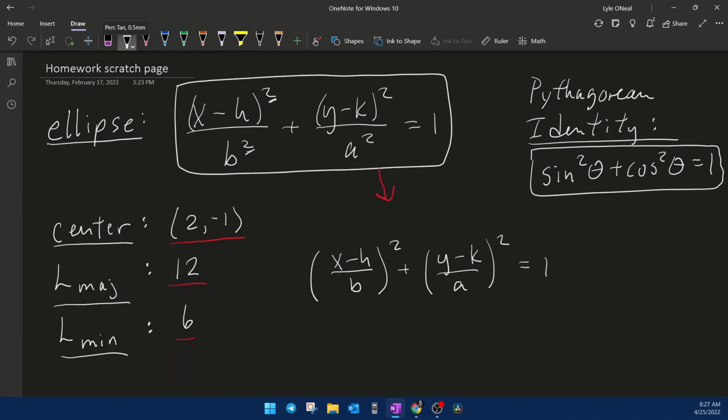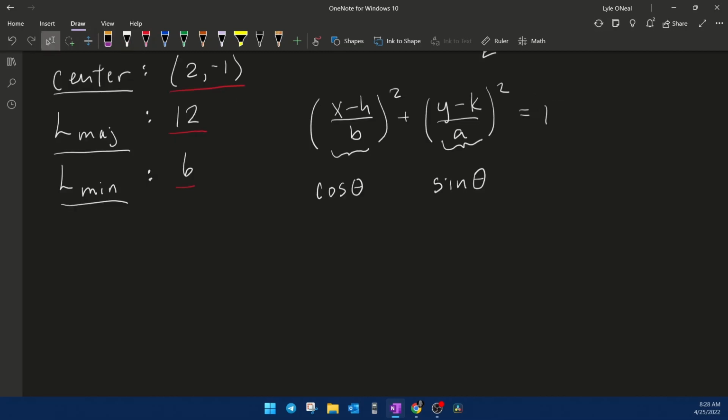And then from this, I want you to notice the similarity to our Pythagorean identity. This fraction, since it has an x, is going to actually have to be the cosine theta. Remember from our trig, we know that cosine theta is x, sine theta is y in the unit circle. So this fraction could be represented as cosine of theta, and this fraction could be represented as sine theta, and then we would have our Pythagorean identity: cosine squared theta plus sine squared theta equals 1.